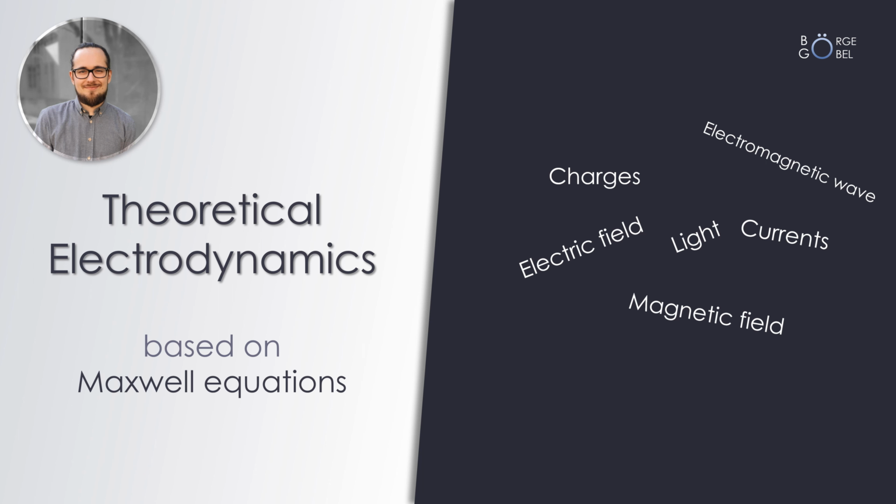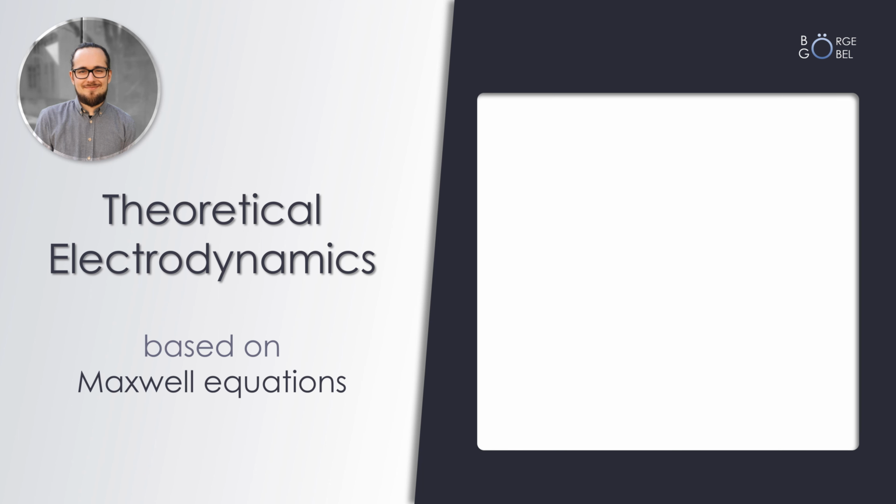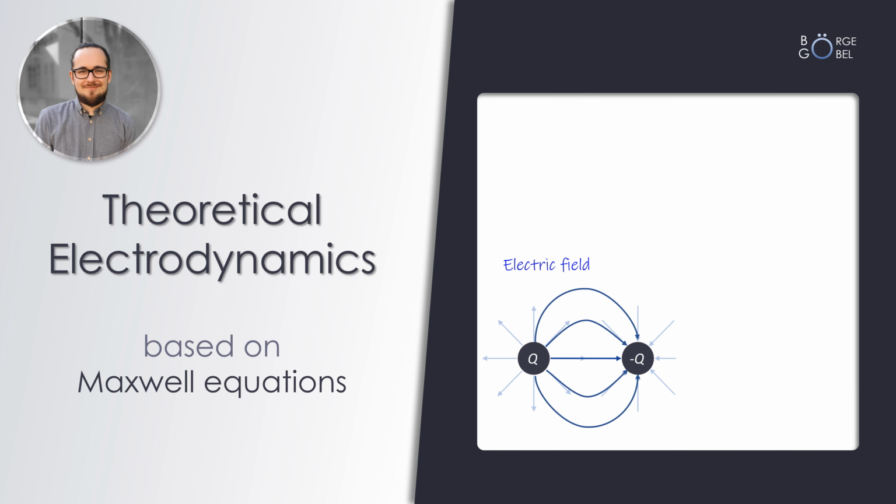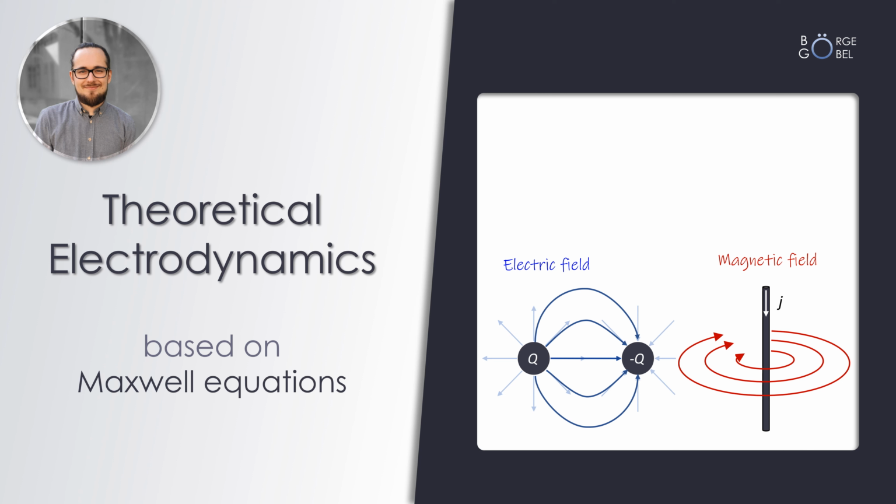So here's an example. When we have two charges, we can draw the electric field lines between these two charges. And when we have a wire with a current, then we can draw the magnetic field lines by using the right-hand rule. And if we consider light as an electromagnetic wave, we can see that the electric and the magnetic field oscillate in time and space.